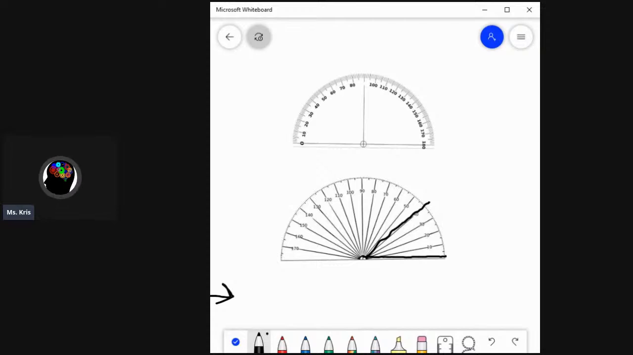If you are measuring your angle, you notice that my angle measurement is 40 degrees. Why? Because when I measure this angle, the start point is at 0 and my end point is at 40. So if my line stops on a specific line, that makes that the degree of the angle. And you can always use this to get the exact measurement of your angle.